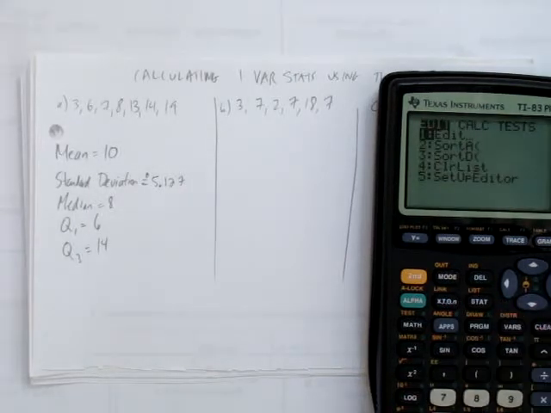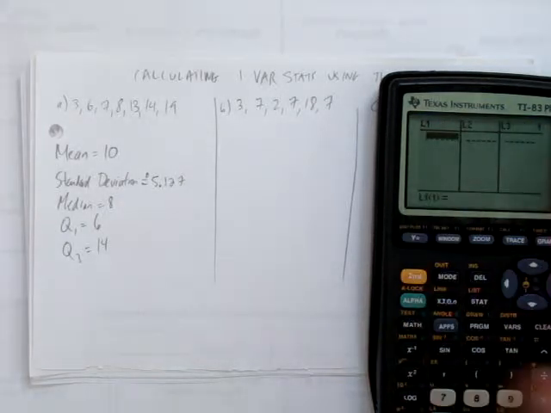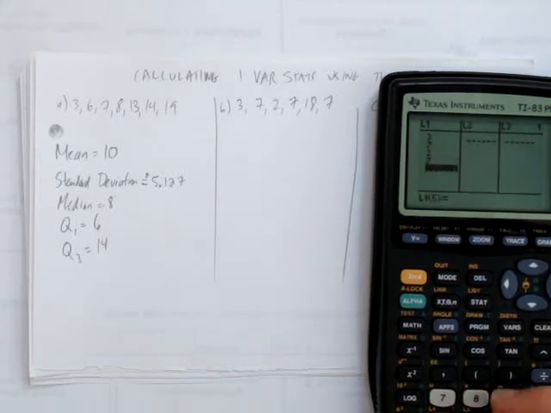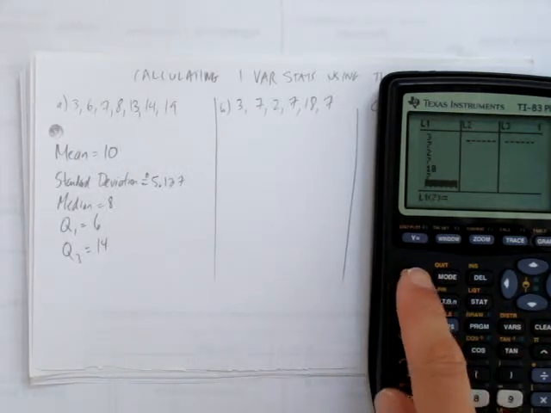And when I go back, how did I get back there? Stat, and then enter for edit. The list is clear. And I can go ahead and enter my second list. 3, 7, 2, 7, 18, and 7. Done. Quit out of there, second mode to quit.